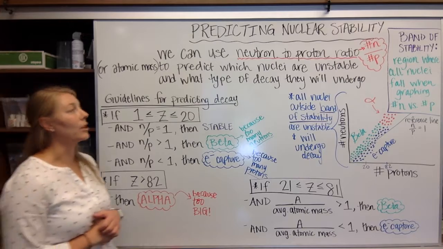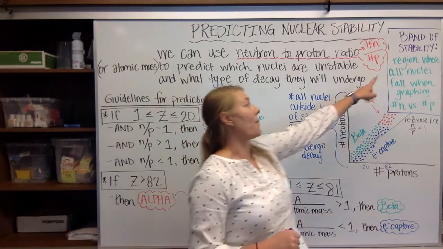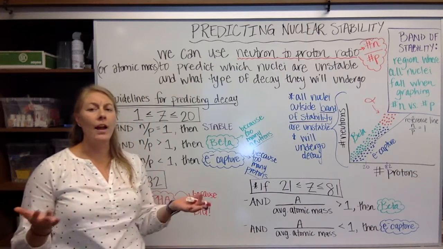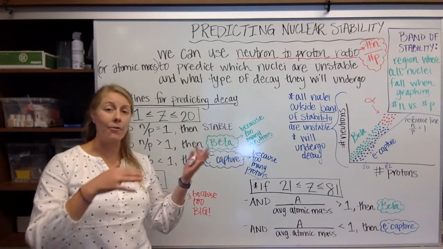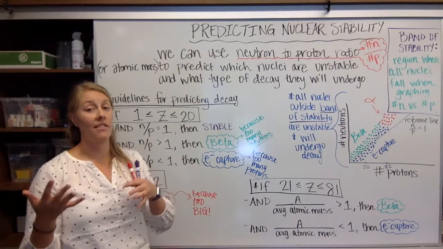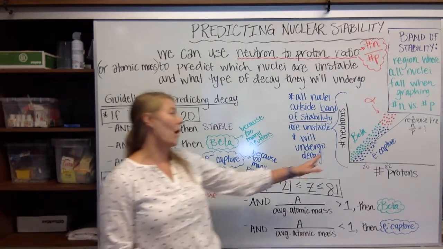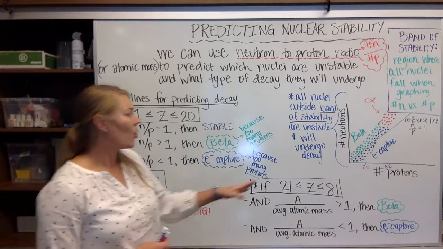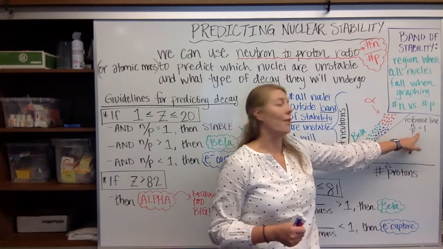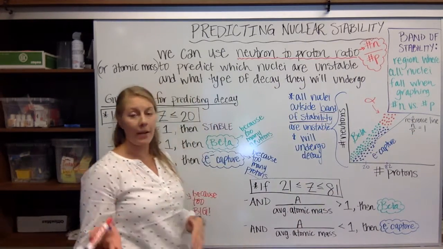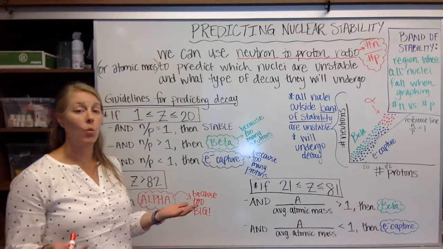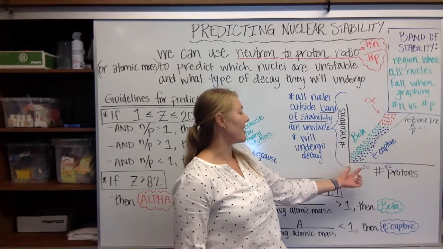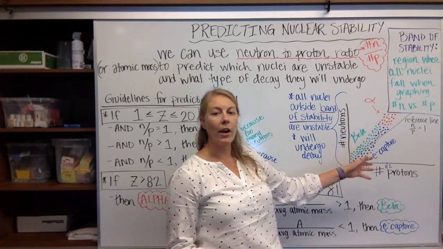One of the things that we're going to be looking at is called the band of stability. This is a region where all nuclei will fall when we graph the number of neutrons versus the number of protons. Now this is a rough drawing of the band of stability, where you have this line going up, and this is a reference line where the neutrons divided by the protons of the isotope are equal to 1. This line is a reference line that's here for us to look at to see generally where isotopes fall.